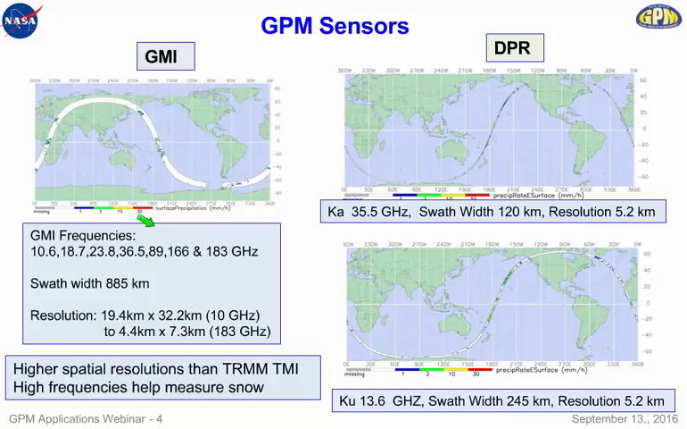The top two, 166 and 183, are additions to what TRMM had, and there is an additional frequency in the precipitation radar compared to TRMM, that is, the Ka frequency has been added. And because of this improvement in sensors, GPM has a higher spatial resolution, and it also measures light rain and snow more effectively.